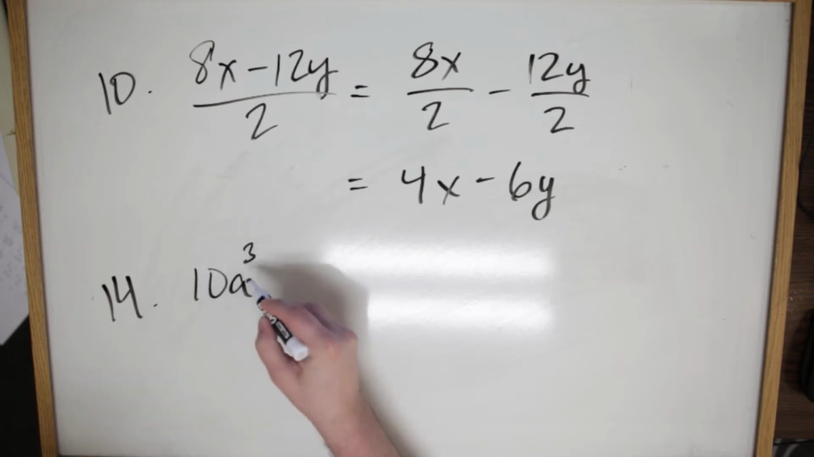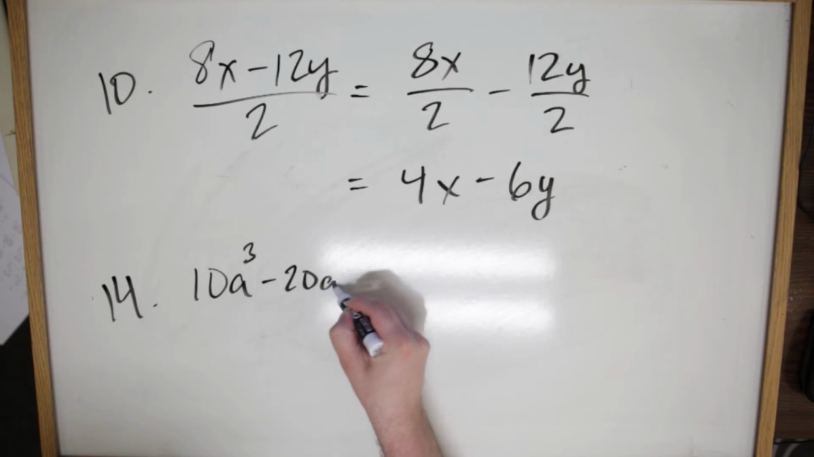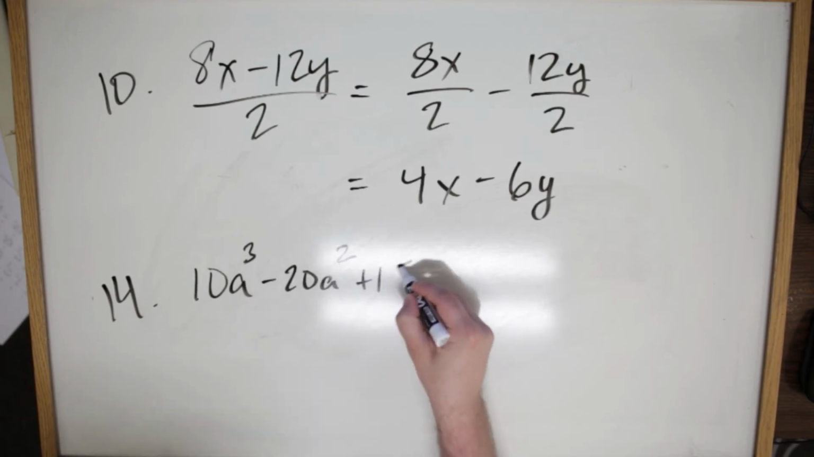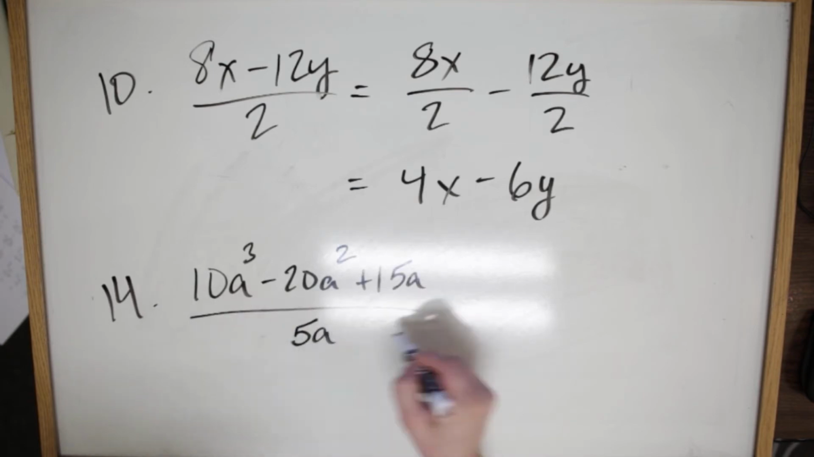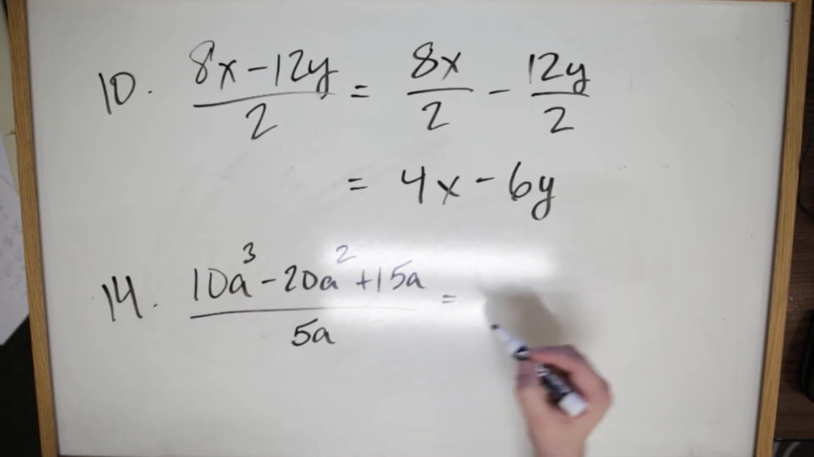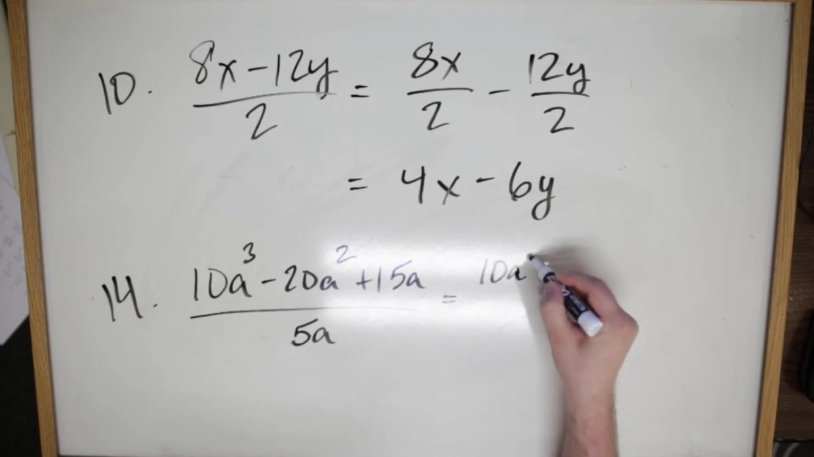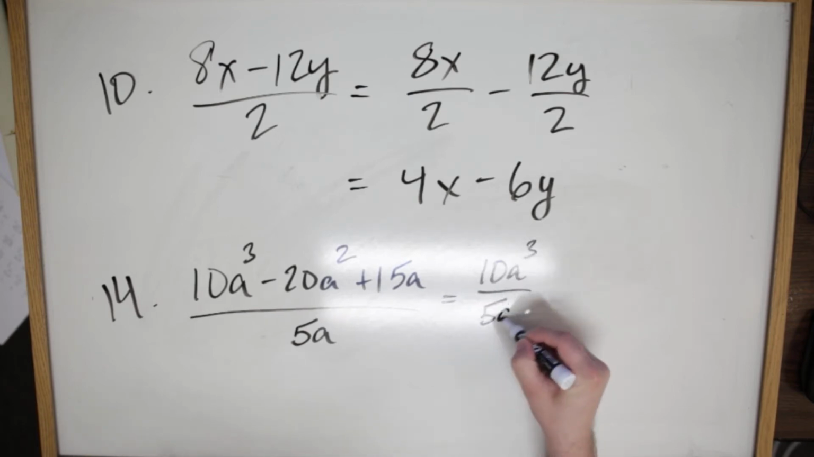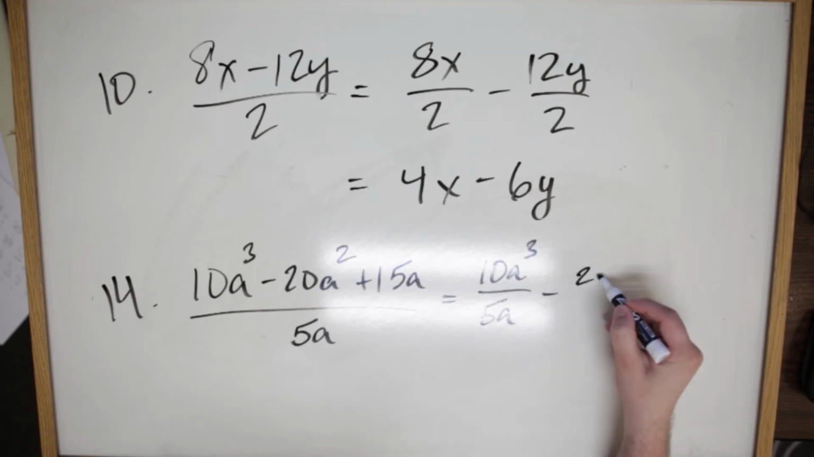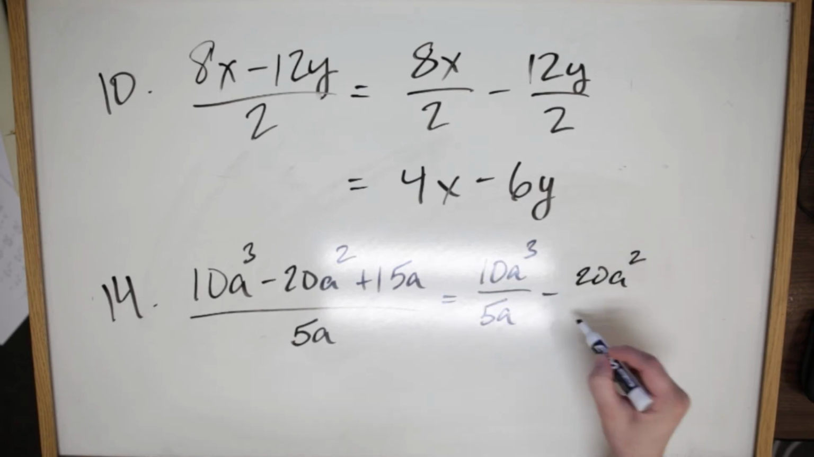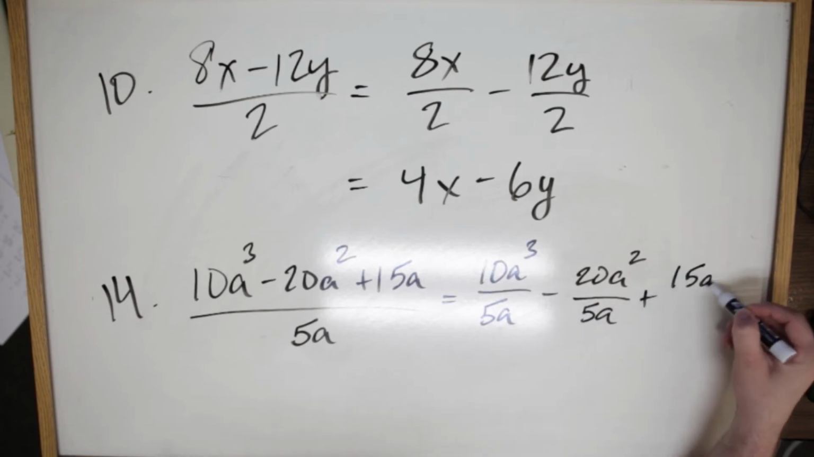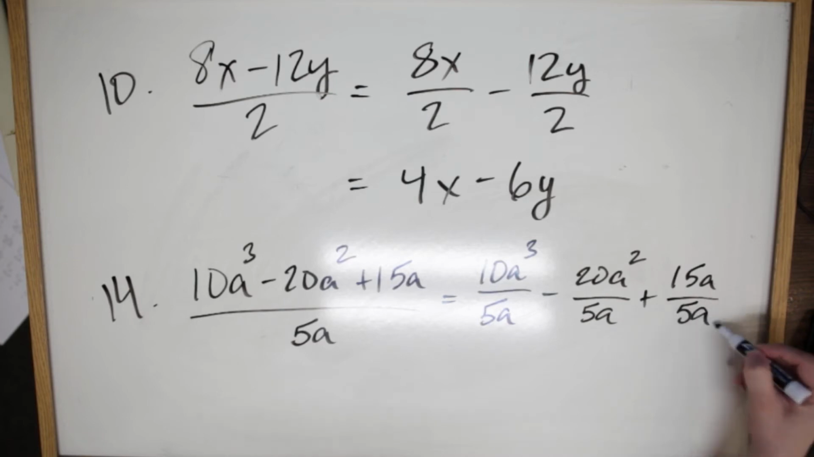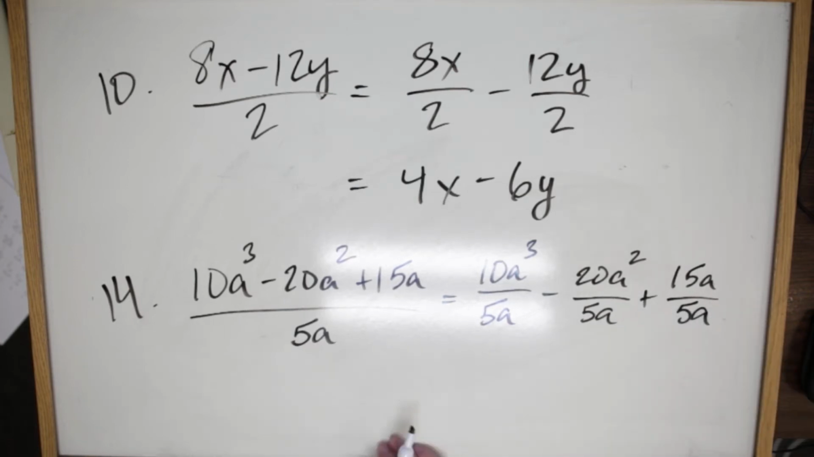10a cubed minus 20a squared plus 15a all over 5a. So here we've got, again, 10a cubed divided by 5a minus 20a squared divided by 5a plus 15a divided by 5a. So again, single term, we divide by each piece.